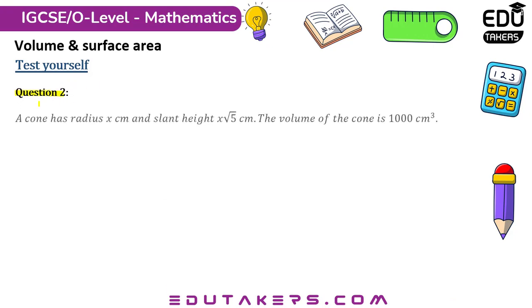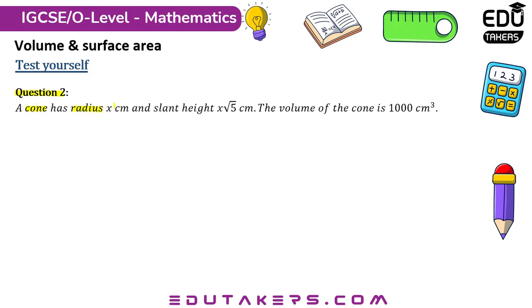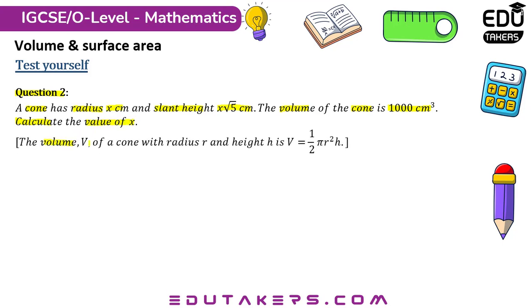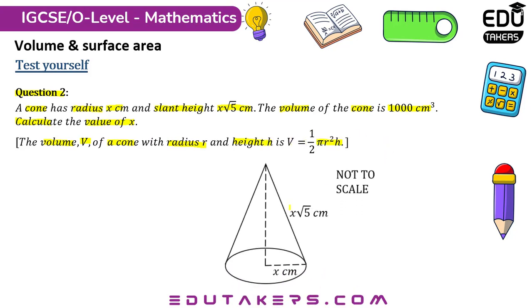Question number 2. A cone has radius x centimeters and slant height x times the square root of 5 centimeters. The volume of the cone is 1000 cubic centimeters. Calculate the value of x. The volume V of a cone with radius r and height h is V equals 1 over 3 pi r squared h. Diagram is not to scale. It's a 4-mark question.